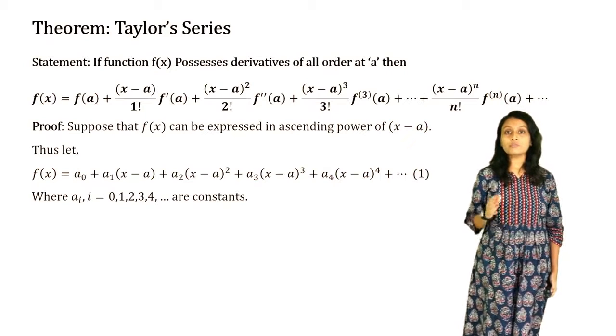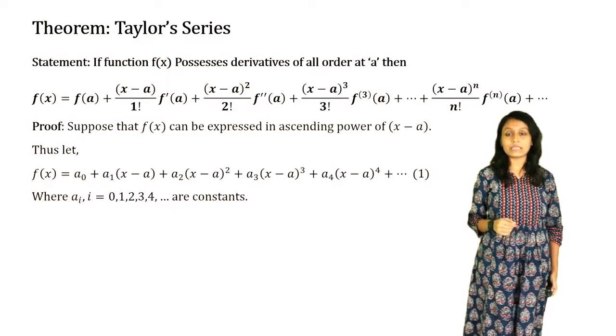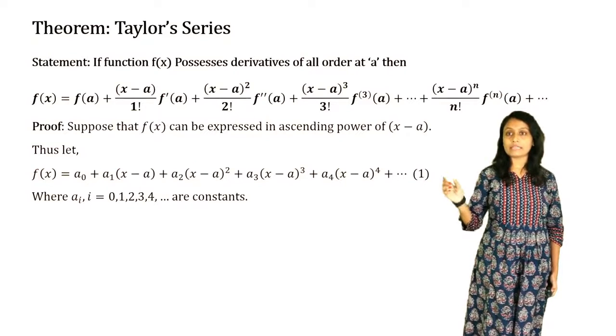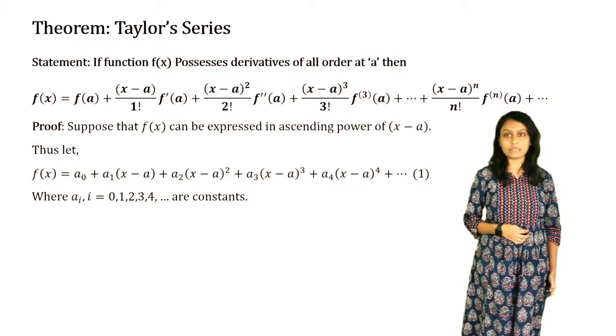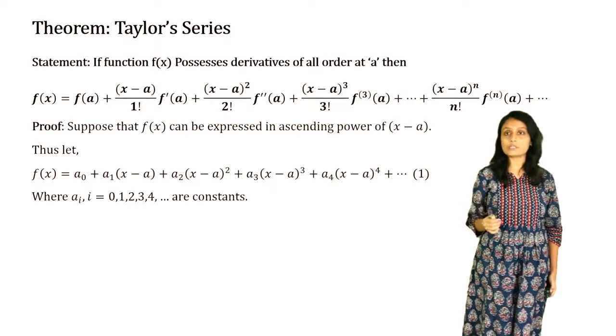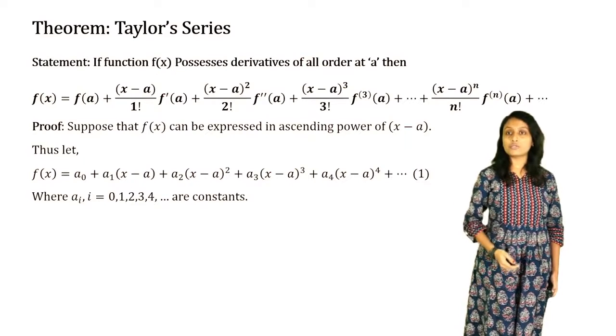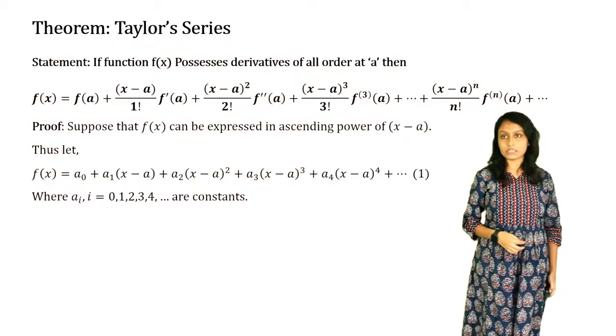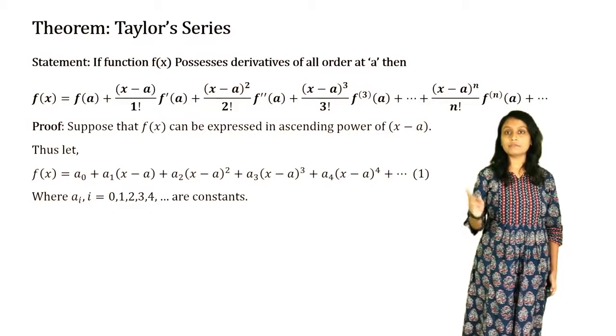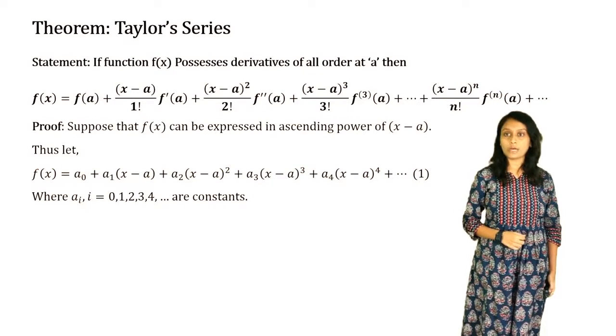Whenever we have to prove something, firstly we'll assume. So firstly suppose that f(x) can be expressed in ascending powers of x minus a. We are supposing this. So f(x) we are writing as a0 plus a1 (x minus a) plus a2 (x minus a) whole square plus a3 (x minus a) whole cube and so on. Here the terms a0, a1, a2, a3 are constants. So this we have supposed and we give it the name equation 1.